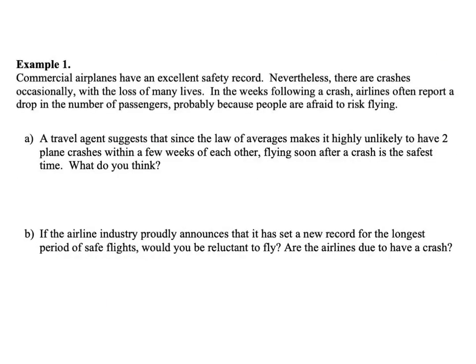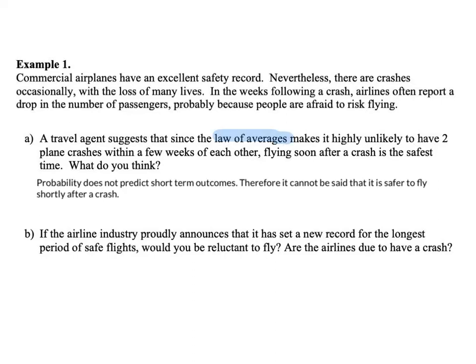Here's an example about commercial airplanes. Commercial airplanes have an excellent safety record. Nevertheless, there are crashes occasionally with the loss of many lives. In the weeks following a crash, airlines often report a drop in the number of passengers, probably because people are afraid to risk flying. Part A. A travel agent suggests that since the law of averages makes it highly unlikely to have two plane crashes within a few weeks of each other, flying soon after a crash is the safest time. What do you think? The law of averages is nonsense. There is no such thing. Probability does not predict short-term outcomes. Therefore, it cannot be said that it is safer to fly shortly after a crash.